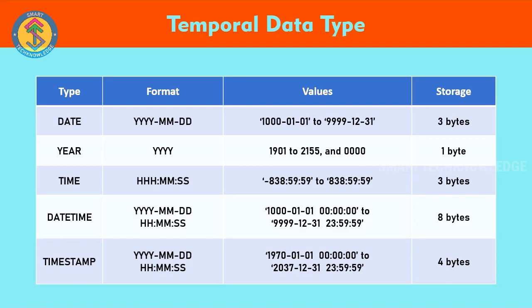It uses 3 bytes. The last 2 data types, that is datetime and timestamp, have the same format. The only difference between them is storage. Datetime uses 8 bytes whereas timestamp uses only 4 bytes. There is also one more difference. Timestamp records the date and time of an insert or update operation automatically. By default, the first timestamp column that is there in the table is set to the date and time of the most recent operation if you do not assign it a value yourself.